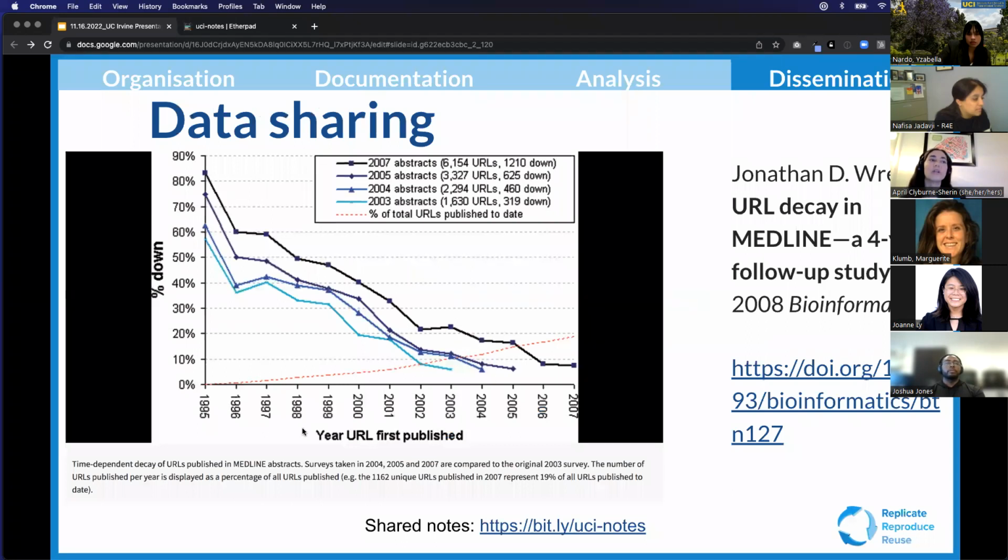So it's important to share these materials in a place that doesn't disappear. This is a chart showing some links in different published abstracts of scientific studies and how over time those links stop working. So we want to put our research in a place that is persistent and preserves access. So don't put it on your website.